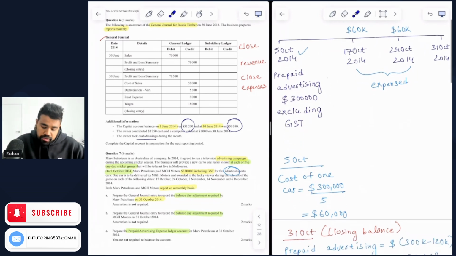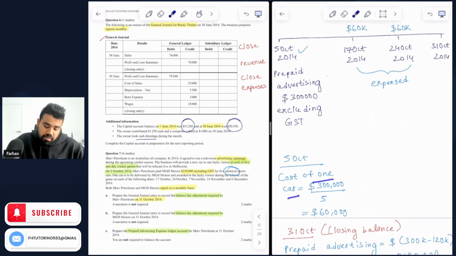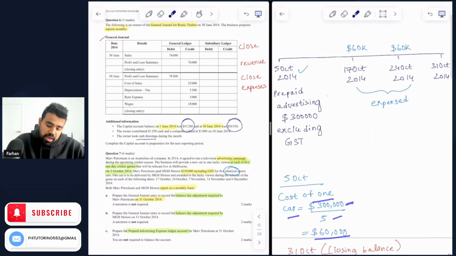So the cost of one car on the 5th of October would be $300,000, which is the total cost excluding GST, divided by 5 cars, which is $60,000 per car. Now, the first game takes place on the 17th of October, and the second game takes place on the 24th of October. So within these 2 different dates, we will be expensing a part of the advertising campaign that we have prepaid on the 5th of October.